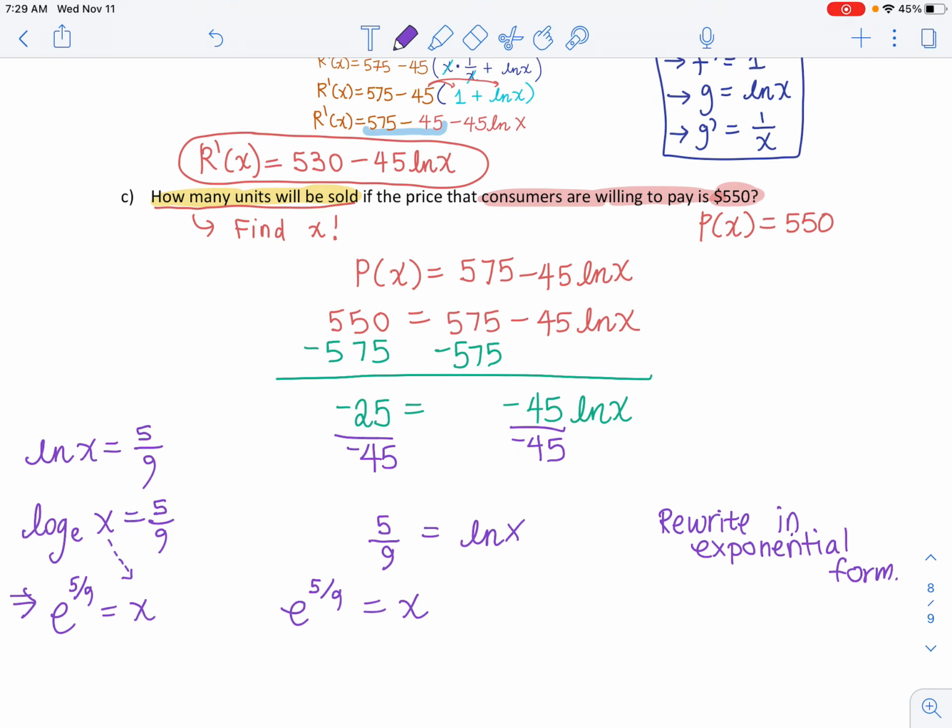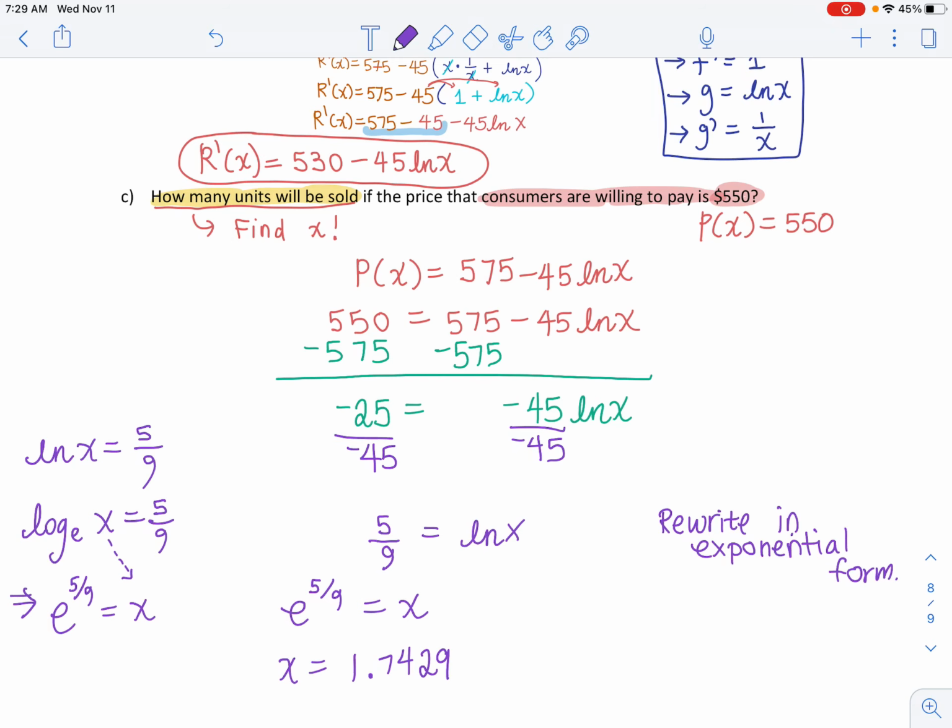So let me go ahead and type this into my calculator. E raised to the 5 over 9 power. Where's my e? E raised to the 5 over 9. Evaluate. And I got 1.74290. Okay?